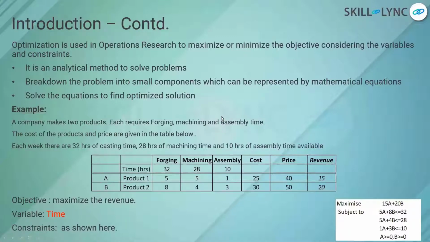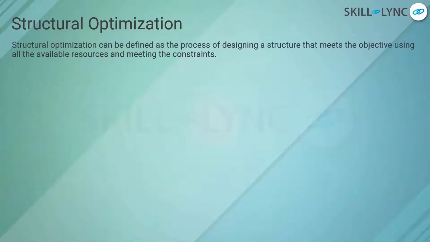So this is an example of an optimization problem using a mathematical technique in operations research. And the structural optimization is not very different. The only thing is the variables, the processes, and the equations are all different. But the fundamental principle of the process remains the same. Now let us move on to structural optimization. So what is structural optimization? We can define it as a process of defining a structure that meets the objective using all the available resources and making sure all the constraints are represented.